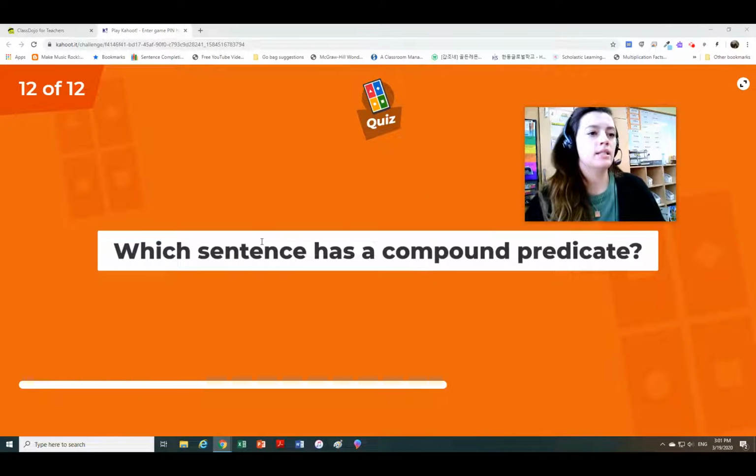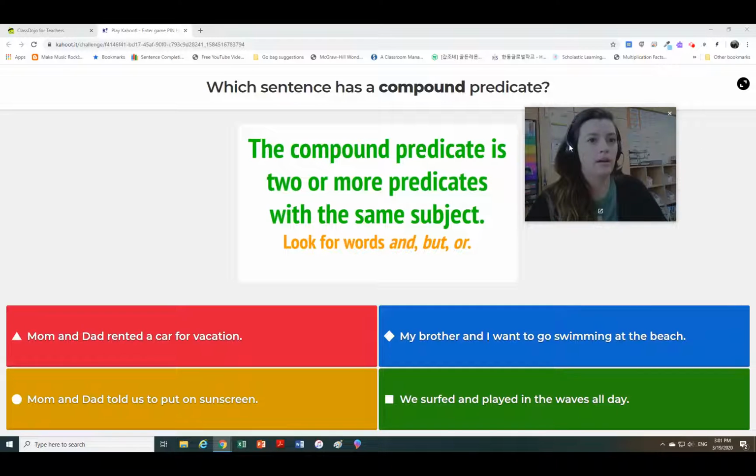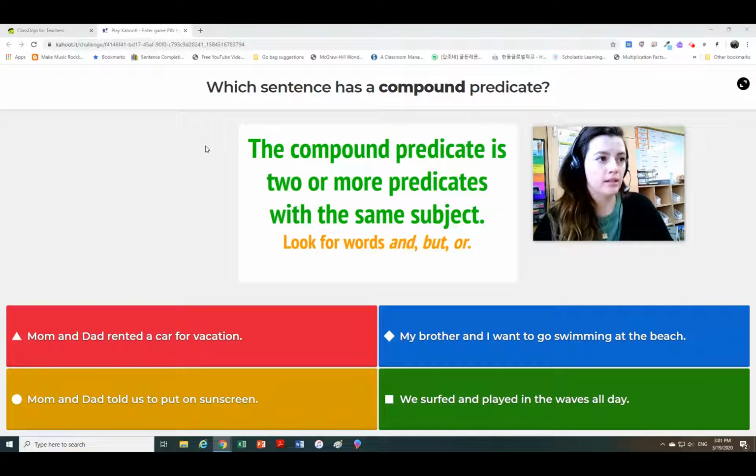Which sentence has a compound predicate? Okay, the compound predicate is two or more predicates with the same subject. This is what we learned on Tuesday. Look for the words and, but, or. So in these sentences, instead of finding a compound subject, you need to find the compound predicate.